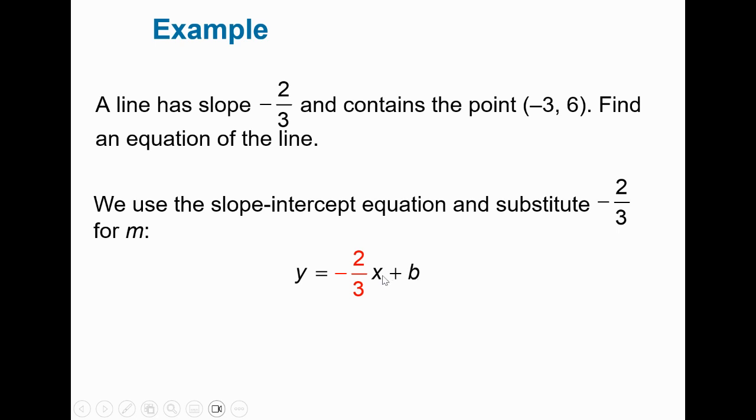Now, the idea is I need to know the b value. I need to know where this line cuts across the y-axis. And to do that, I'm going to use the point that he gave me, the point this line goes through, negative 3 and 6. In place of y, I'm going to substitute in 6. In place of x, I'm going to substitute negative 3. Solving it, I'll know what b is. And once I know what b is, I'll pop it right in here, and I'll have my equation.